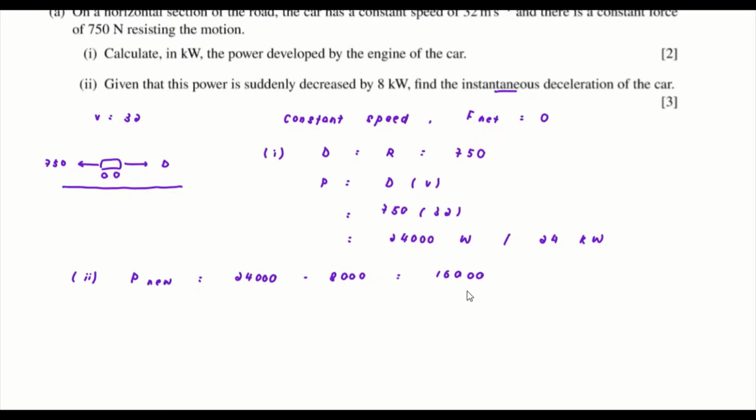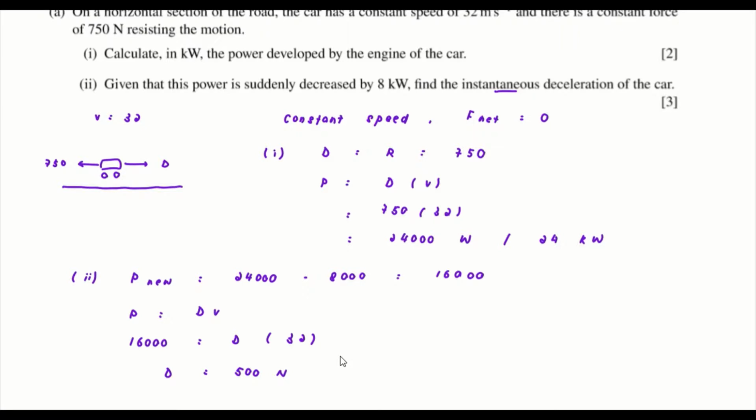Okay, so by having this, now we can try to find out the driving force, because the question tells us that the power suddenly decreased by 8 kilowatts, but the speed is still constant there because we are looking at that instant, right? So P is equal to dv. We want to find out what's the driving force at that instant when the power suddenly decreases by 8 kilowatts. So it's 16,000 equal to the driving force times v, and the v here is 32. Then we can get the driving force at that instant is equal to 500 newtons. Okay, so that's the idea of it.